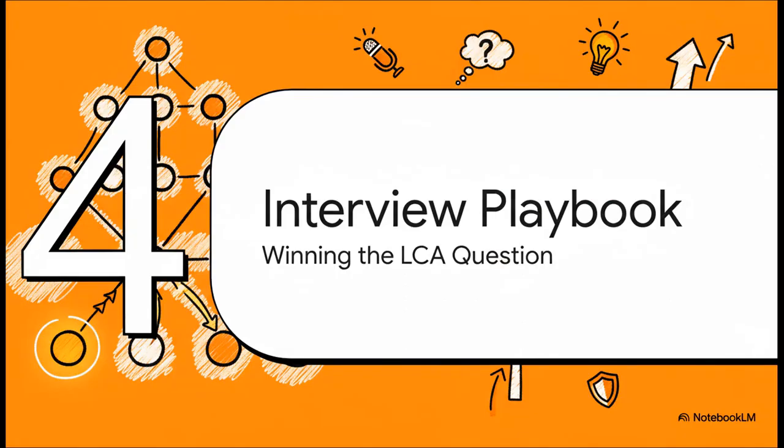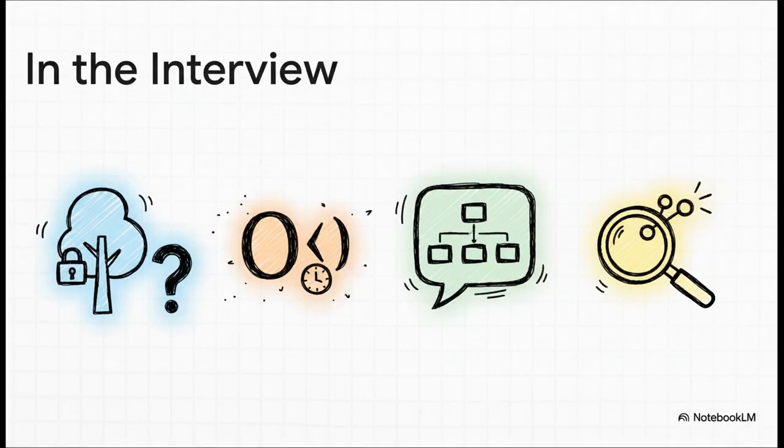All right, let's bring it all home. You're sitting in the interview, the LCA question gets thrown your way. How do you knock it out of the park? Here's your playbook. First things first, always clarify the constraints. A great question to ask is, is this tree static or will it be updated?